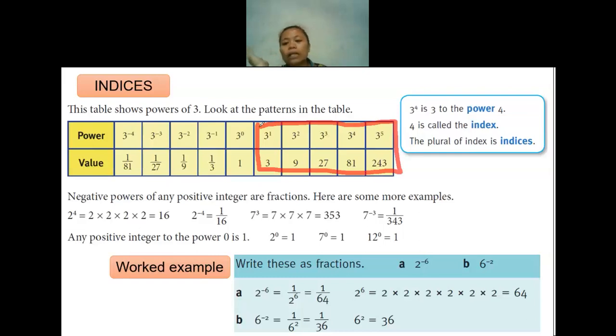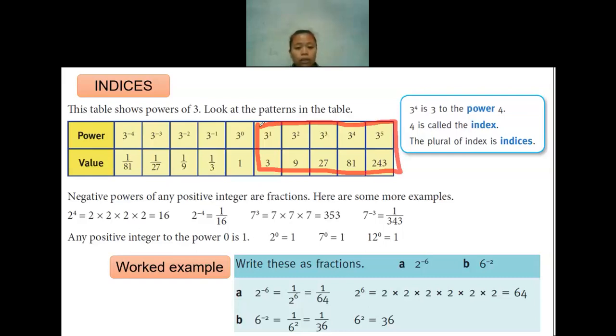From 3 to the power of 1 until 3 to the power of 5, I don't think anyone is having any difficulties, yeah? If you have, please feel free to ask. 3 to the power of 4 means there are 4 numbers of 3 and we need to multiply all of them. So it will be 3 times 3 times 3 times 3, we multiply all 4 numbers of 3, so we get 81.